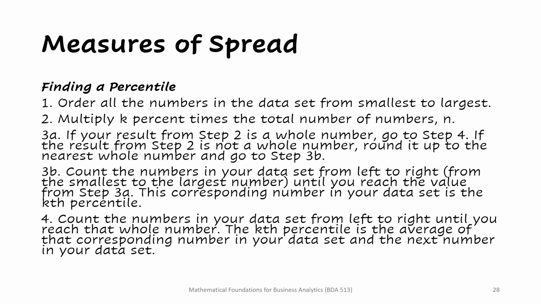However, step 3B: if your number is not a whole number, then you count the numbers in the data set from left to right until you reach the value from step 3A. The corresponding number in the data set is your K percentile. So let's take a typical example. This will make much more sense.